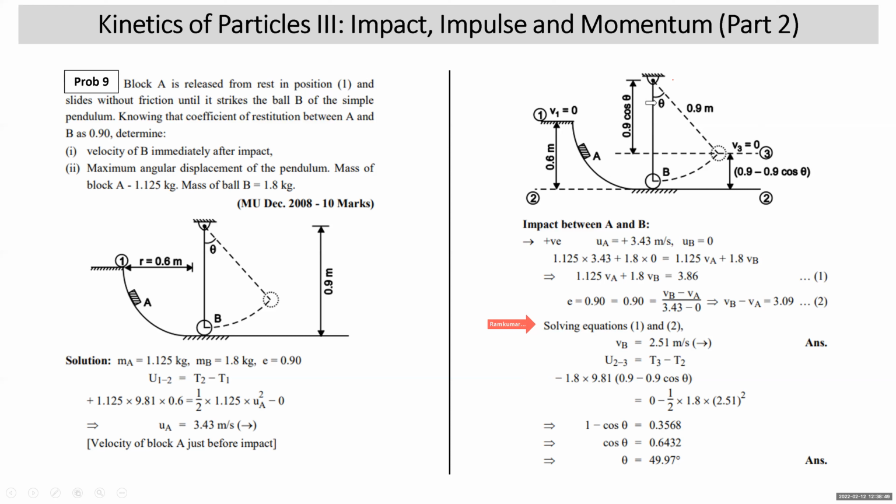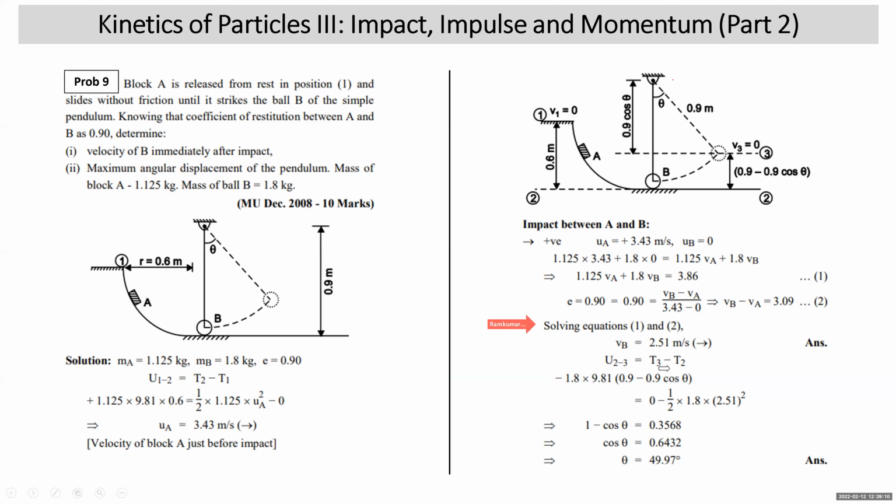At that stage, this angular displacement theta will be maximum, right? So we apply the work energy principle from 2 to 3. In this right angle triangle, this diagonal length is 0.9, so this adjacent will be 0.9 cos theta. From here to here, it is 0.9. So the vertical displacement between position 2 and 3 is 0.9 minus 0.9 cos theta, as in the previous sum.